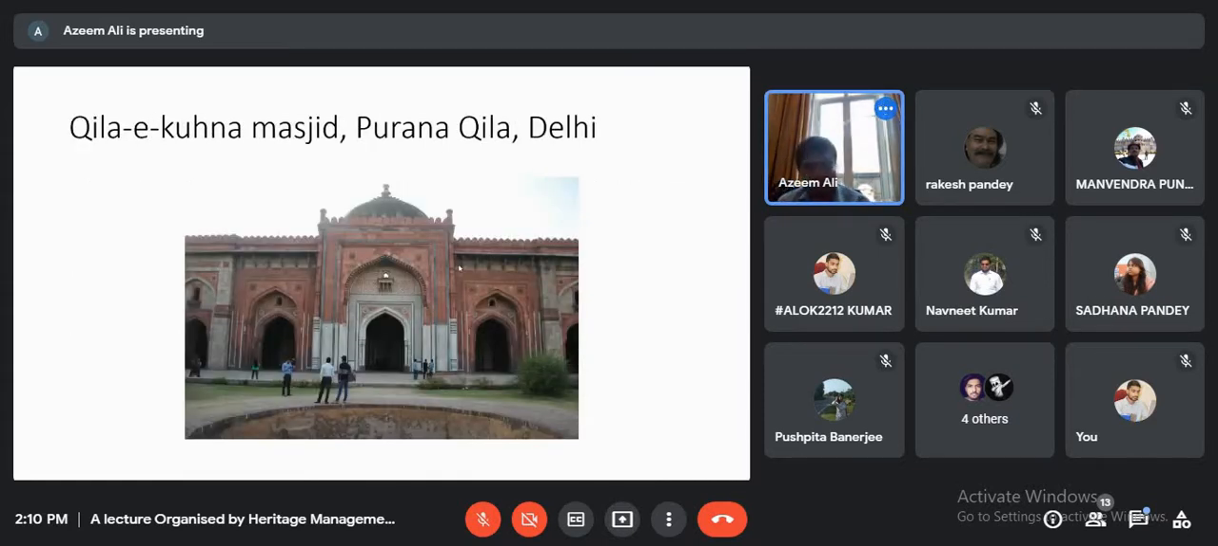And Sher Shah Suri built quite a few structures across India, but this is one of the structures. This is the Qila-e-Kuhna Masjid in Purana Qila in Delhi. Some of you may have visited this.